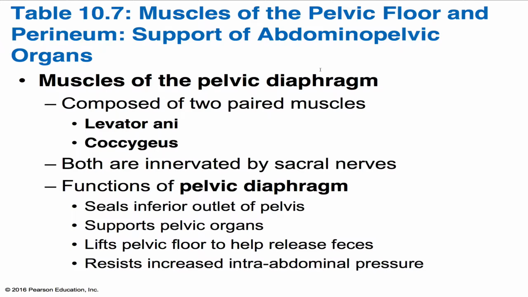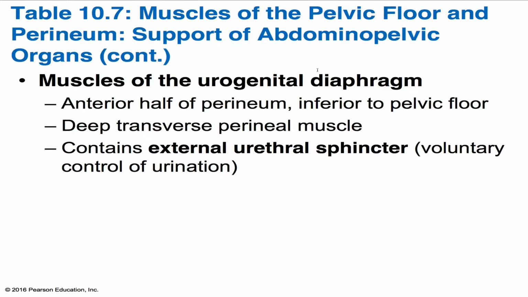Now, the body region inferior to the pelvic diaphragm is the perineum. Inferior to the muscles of the pelvic floor and stretching between the two sides of the pubic arch in the anterior half of the perineum, we have the urogenital diaphragm. This is a thin triangular sheet of muscle that contains the external urethral sphincter. Now, this muscle surrounds the urethra and allows for the voluntary control of urination.